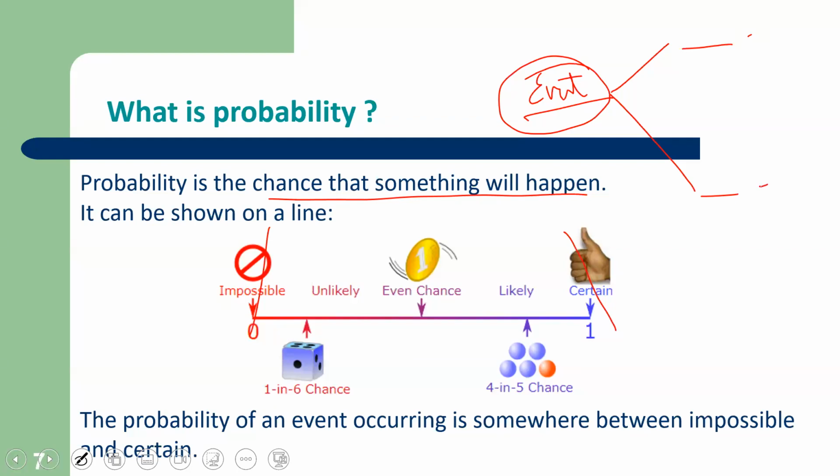If you assign values, doesn't happen is equal to 0, and if it happens, it is equal to 1. In between, we can have many values. When we have 0.5, that is an even chance. Here we are moving towards likely and here we are moving towards unlikely. That is the meaning of probability.